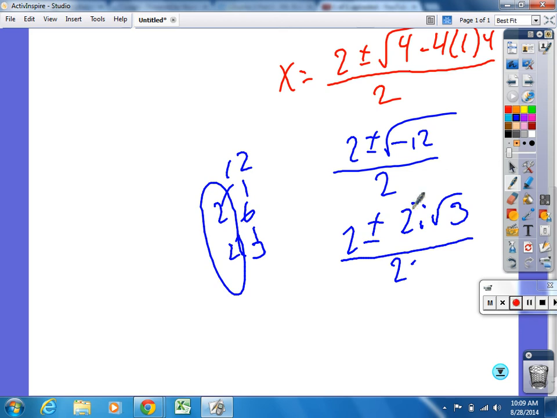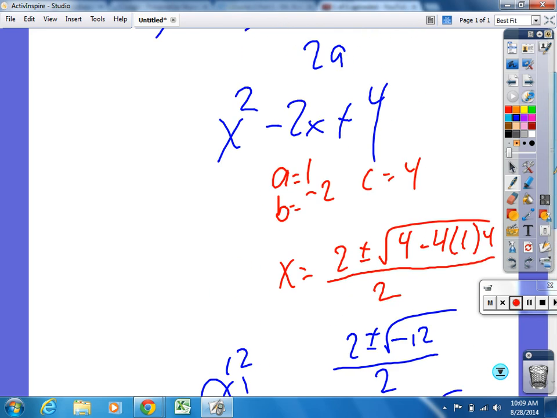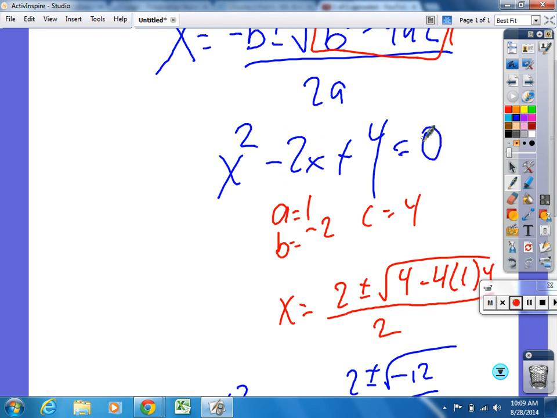And then what does this all have in common? 2. So because they all have 2's, this is 1 plus or minus i root 3. Those are your zeros. Those are the solutions, right? Everybody there with me? Those are all 2's. So that's just solving one. By the way, I'm going to put this equal to zero.